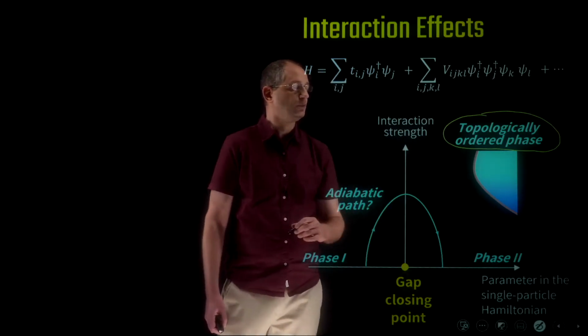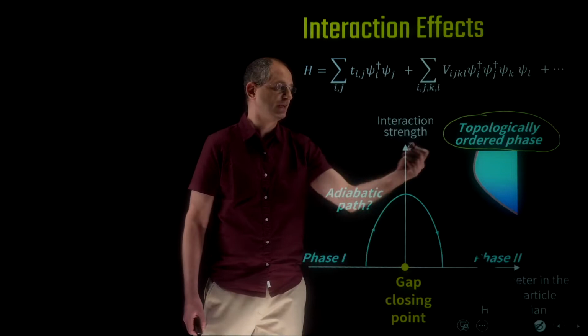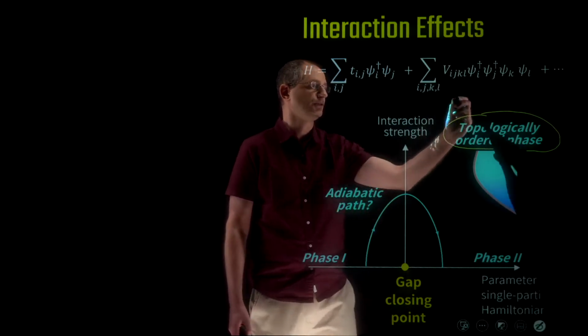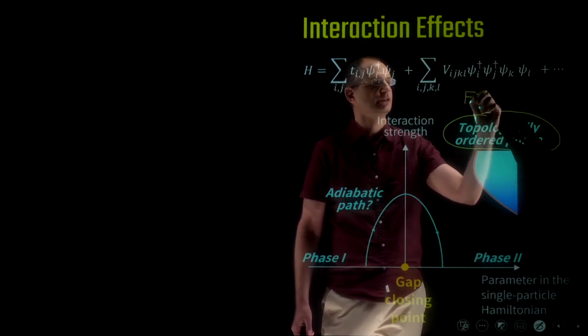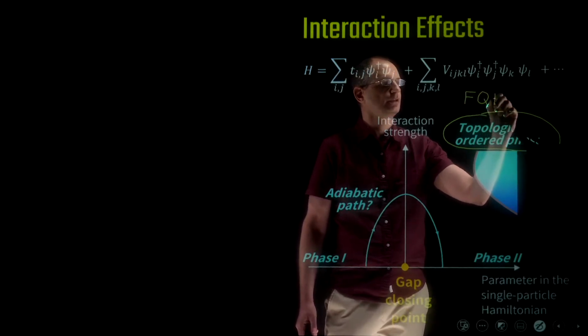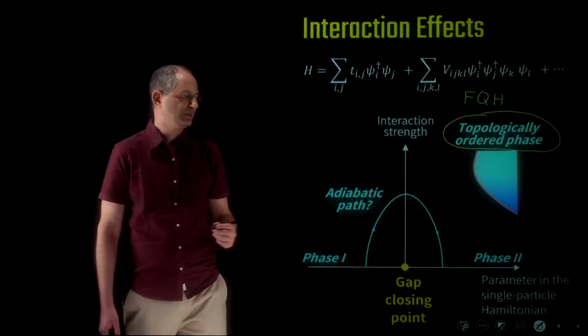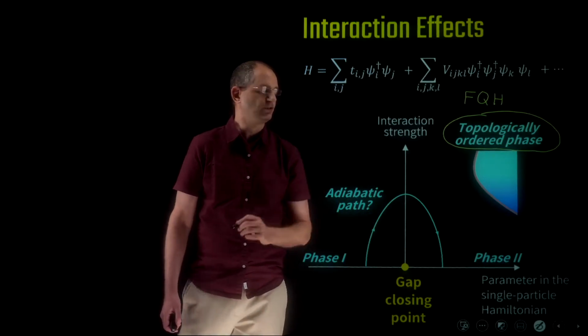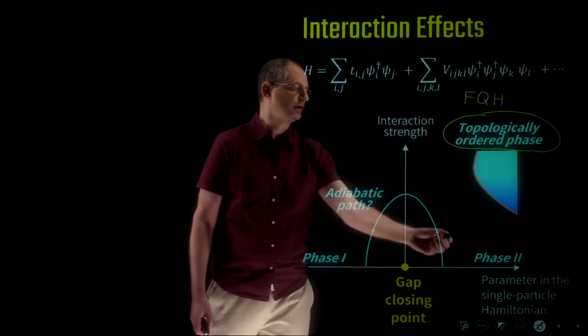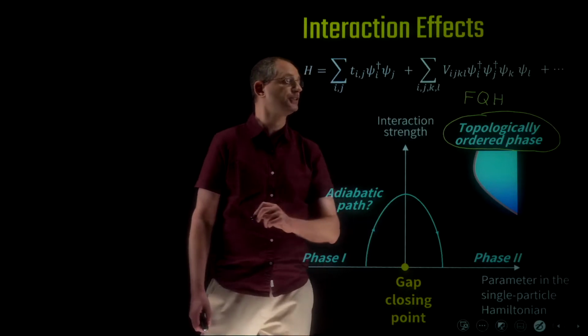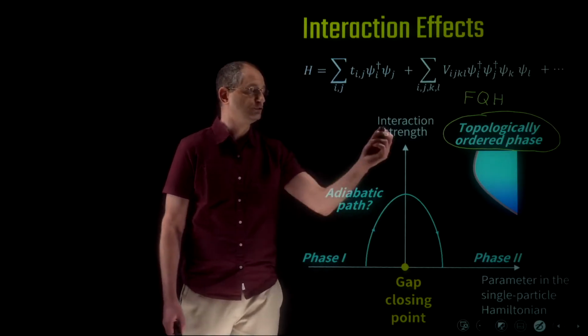So we've actually seen already in the course an example of such a phase. This is the fractional quantum Hall state. The fractional quantum Hall state is a topologically ordered phase which we cannot access from the zero interaction limit. We will have to turn on the interaction by a finite amount before we undergo a phase transition that takes us into this very interesting phase.